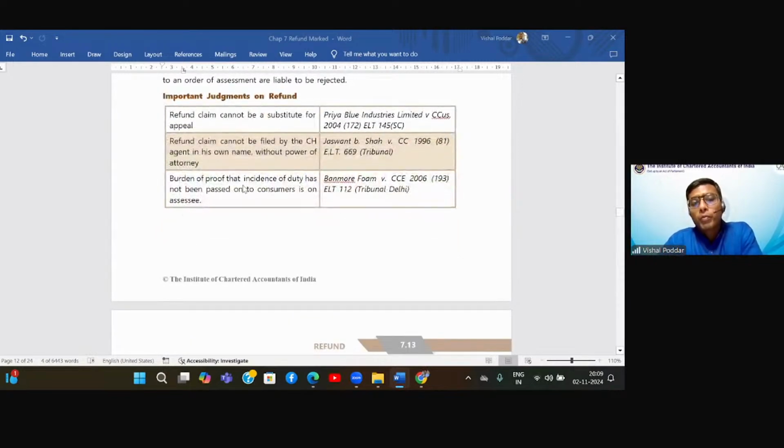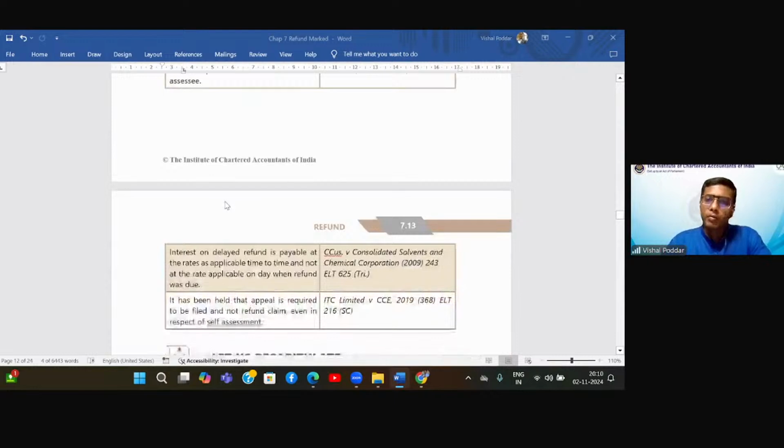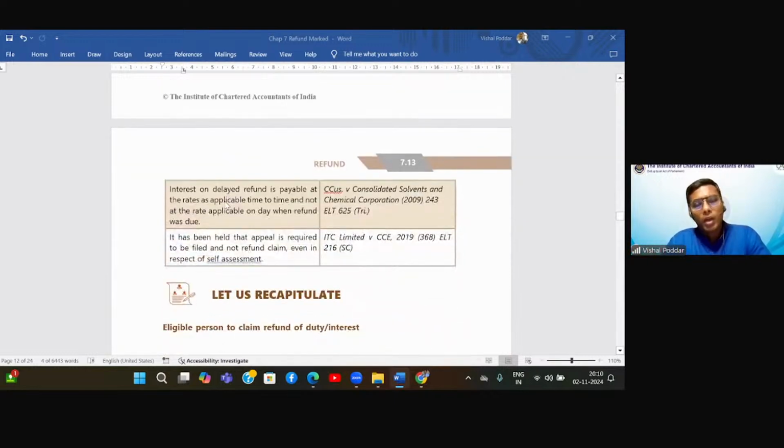Another point: the burden of proof that the incidence of duty has not been passed on to the consumer is on the assessee. This is what we studied above also, because section 28C has very categorically made it clear that in case of refund of duty of customs, it is always presumed. Now, this presumption you will find in general in all indirect taxes. It is there even in the GST law, which says that it is the general presumption by the law that the duty incidence is always passed on to the buyer. So now if you want a refund, you have to first give evidence and prove that the burden is borne by you and you have not shifted the burden. If you fail to give that proof, the refund would not be allowed to you.